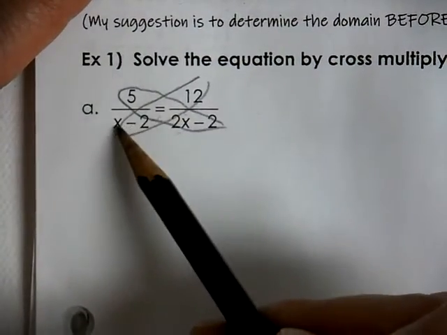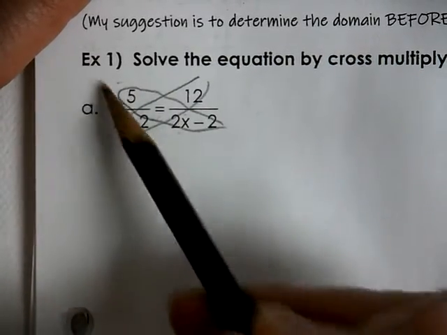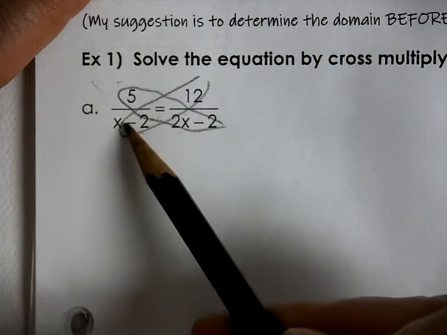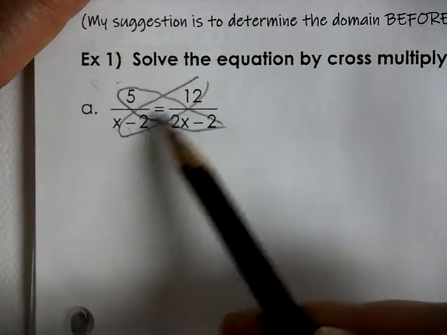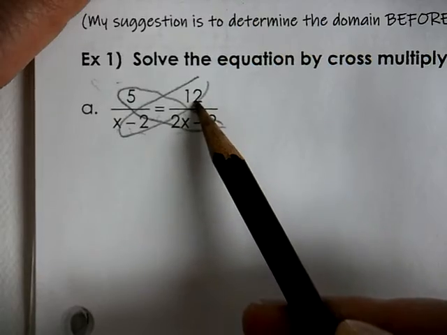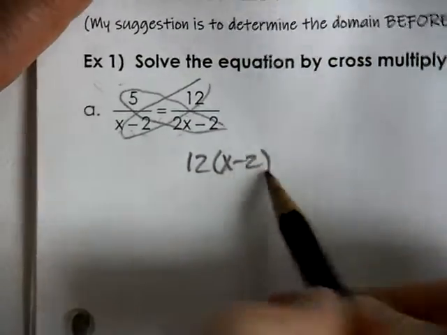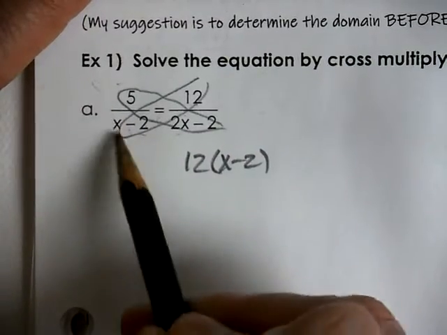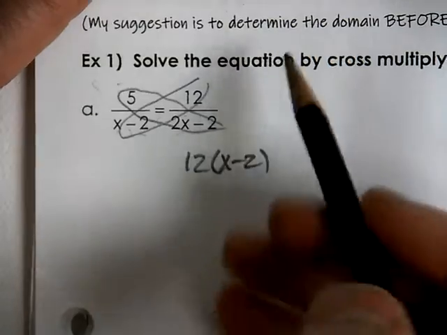What we're doing, we're multiplying x minus 2 to both sides, and that crosses off the x minus 2's on this side and leaves the 5. That brings the x minus 2 over with the 12. So we're going to have 12 times x minus 2. It gets crossed off on this side. We don't typically write it. We just do cross products.